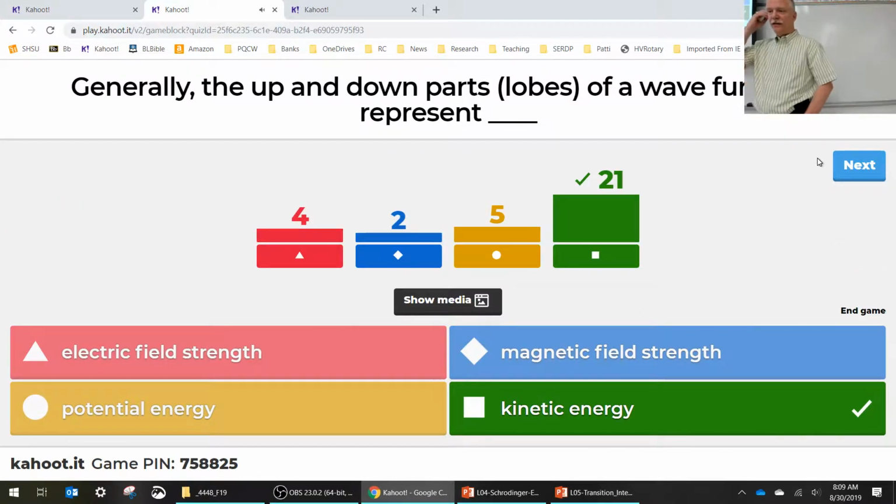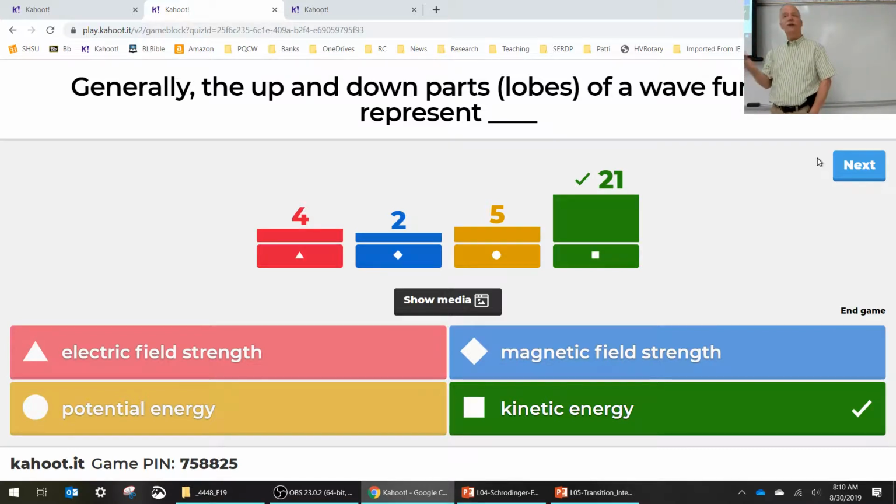Very good. Yes, that's the kinetic energy. The kinetic energy is the curvature of the wave function. And so the lobes is where the curvature is the highest. That's where the kinetic energy is. When you square that wave function, all of the lobes become positive.